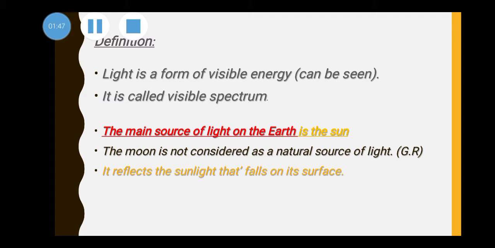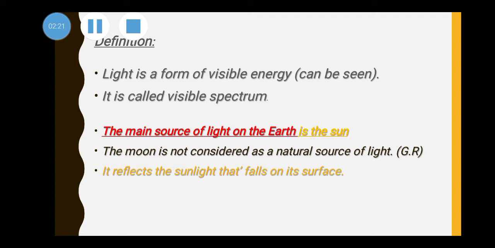We have different sources of light. The main source of light on the earth is the sun, and the sun is one of the stars. Overall, they are the natural sources of light, which are present in nature, which is God made. So the main sources are the sun and stars.